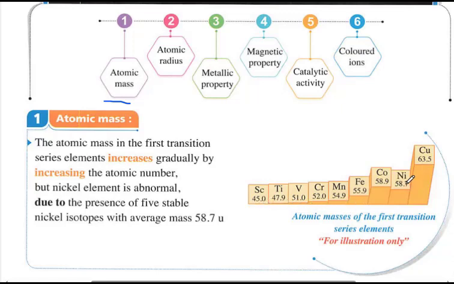But here there is an exception, which is nickel. Nickel is supposed to be higher in mass than cobalt. Cobalt here is 58.9, but nickel is only 58.7. So nickel here is an exception, an abnormal atomic mass property. Why this decrease in the nickel mass?